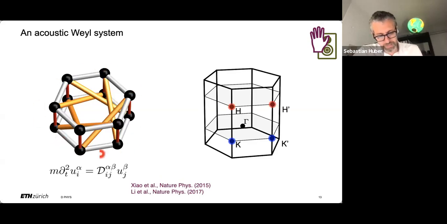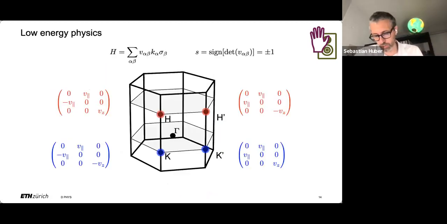And the moment you implement such a tight binding model for acoustics, and this is really simple, because you should think of these black dots as acoustic cavities and the bars as channels connecting them. And once you do that, your 3D Brillouin zone looks like this. And you indeed find, if you solve the system, that you have two Weyl points at K and K prime, and then halfway up in the Z direction, you have two other Weyl points, in total two red and two blue. So that's the Weyl system we have here, that's the tight binding model.